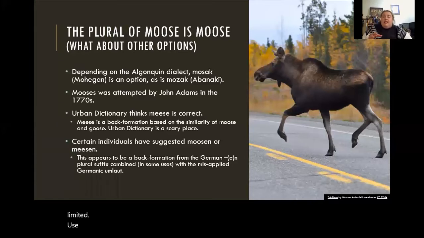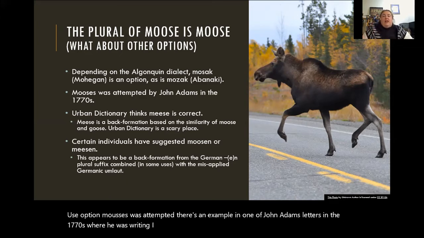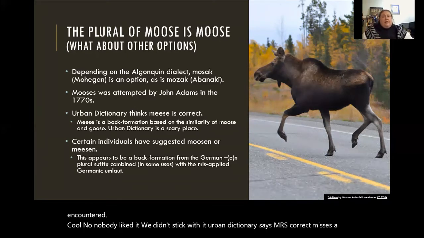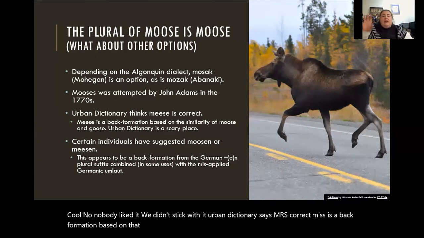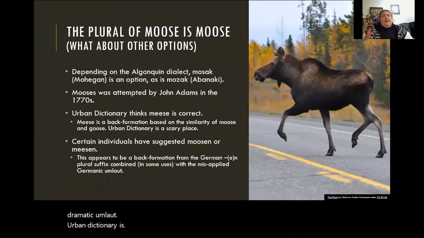Mooses was attempted. There's an example in one of John Adams' letters in the 1770s where he was writing, I believe, to his wife and talking about the various mooses that he encountered. Cool. No, nobody liked it. We didn't stick with it. Urban Dictionary says meese is correct. Meese is a back formation based on that goose pattern that we talked about at the beginning with the Germanic umlaut. Urban Dictionary is a dumpster fire. Please do not listen to Urban Dictionary.